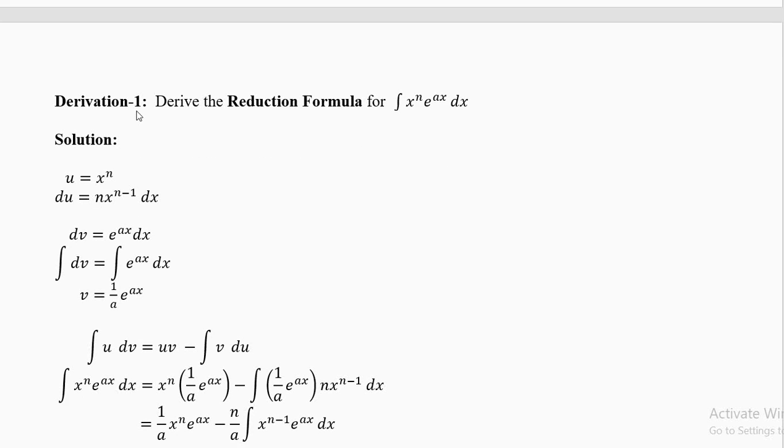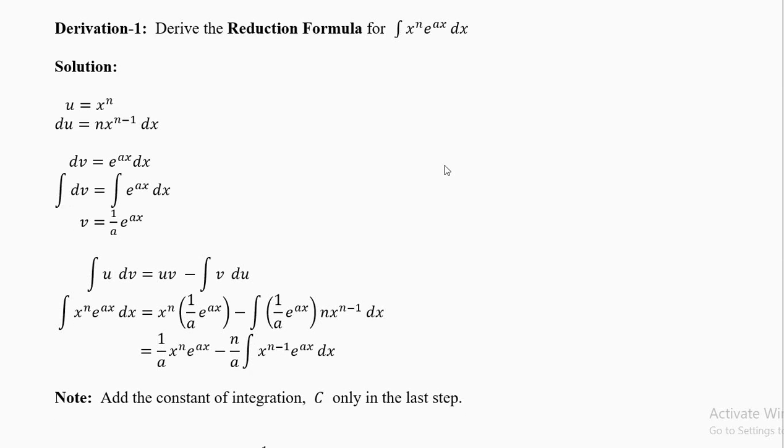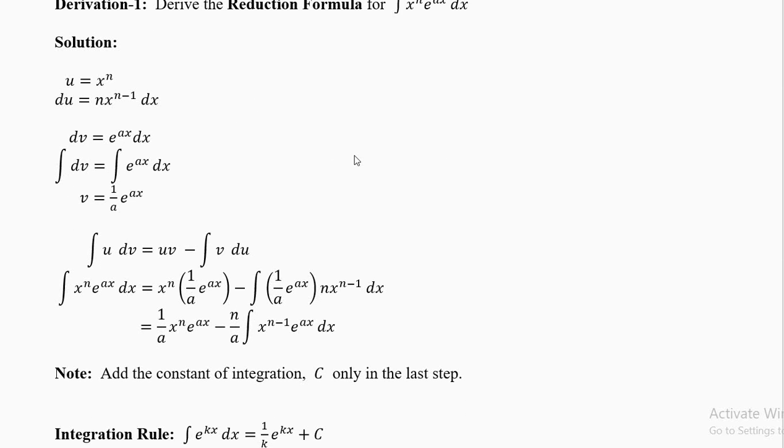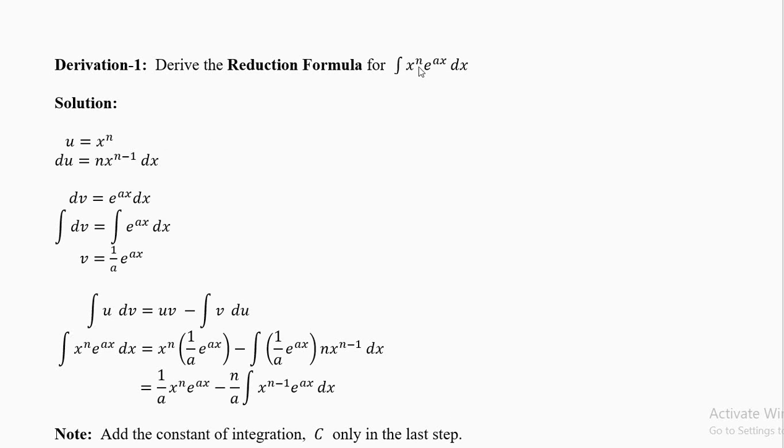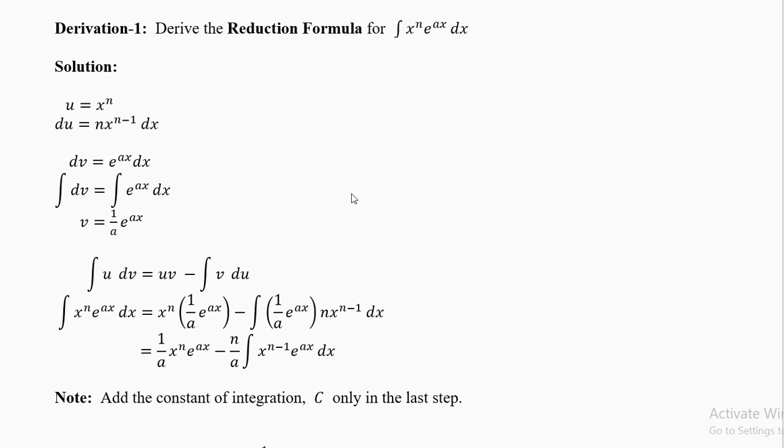Now, there are 8 derivations. Derive the reduction formula for the integral of x^n e^(ax) dx. Now, what we did in integration by parts, when n was 2 or 3, we put u equal to x^2 or x^3. So here we'll try u equal to x^n. We'll get du equal to n x^(n-1) dx. Now, the remaining thing is dv equal to e^(ax) dx. This can be integrated, v equal to (1/a) e^(ax).